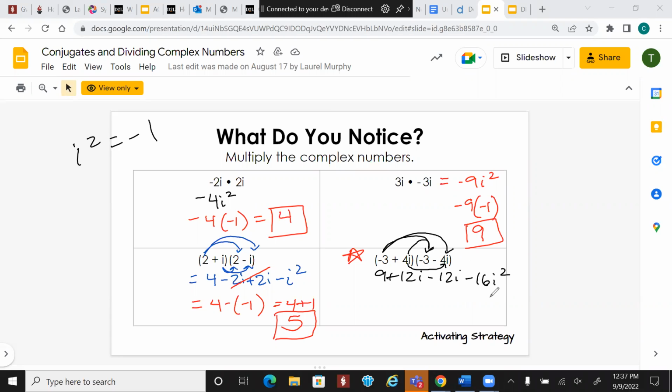I'm going to combine my like terms. So these would cancel. I'm going to bring down that 9. And I'm going to switch out this I squared for a -1. So this will now become 9 plus 16, which is going to give me 25. Questions on that? Okay, you've got to be able to multiply in order to do the rest of the stuff that we're going to learn today.